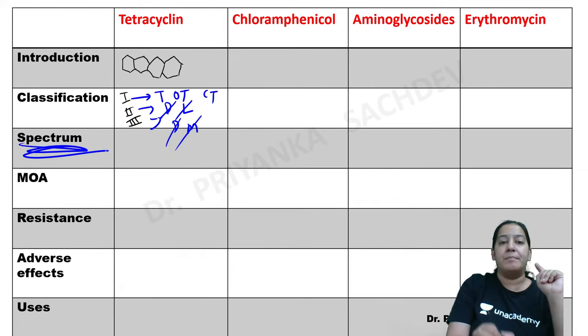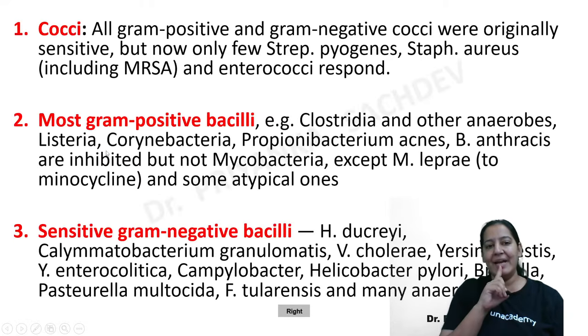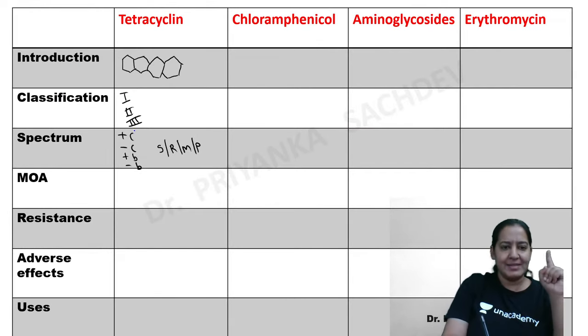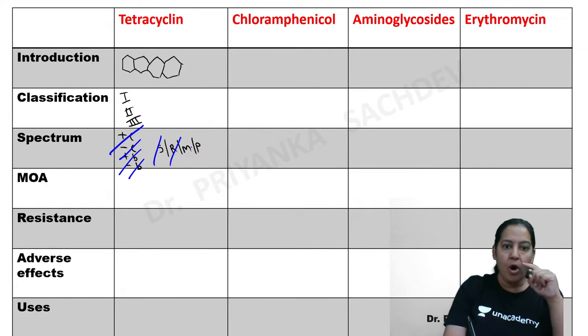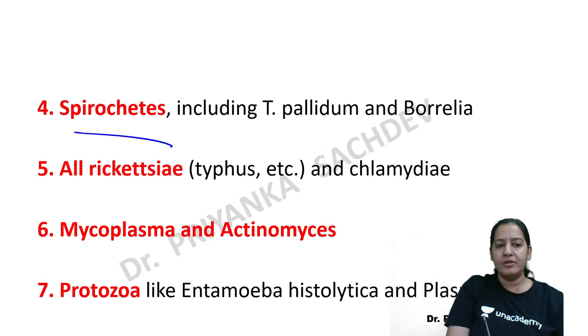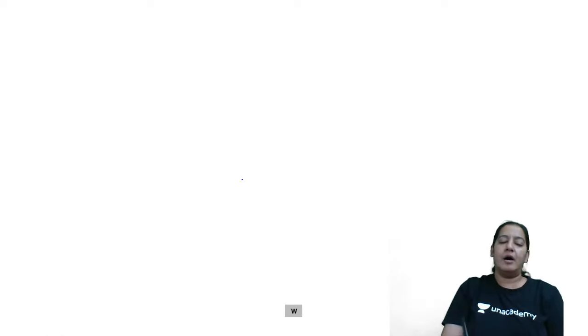Coming on spectrum. I will fill this table with you. Are you people with me? Can I start the spectrum? Mind it. Again, it is broad spectrum. So in broad spectrum, I consider gram-positive cocci, gram-negative cocci, gram-positive bacilli, gram-negative bacilli. Not only this, all the spirochetes, all the rickettsia, all the mycoplasma and protozoa also. So that is the spectrum.